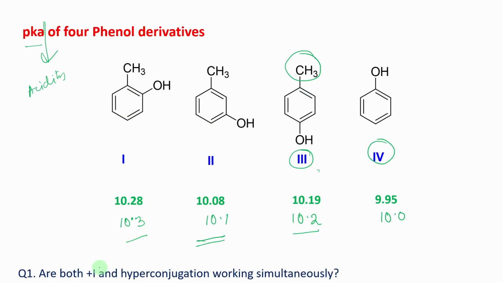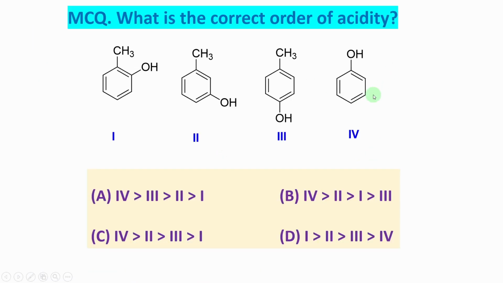Now a question you may think: are both plus I and hyperconjugation working simultaneously because of this acidity? Yes. So here both effects are working together, that's why we get such kind of order. So what will the order be? Acidity order 4 greater than 2 greater than 3 greater than 1. So 4 greater than 3 greater than 2, sorry, 4 greater than 2 greater than 3 greater than 1. So this is the answer.